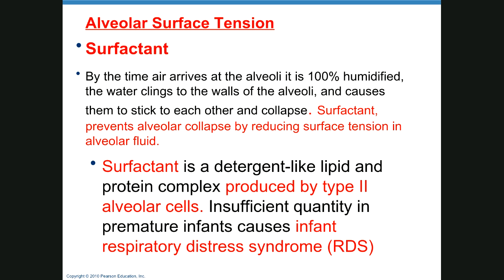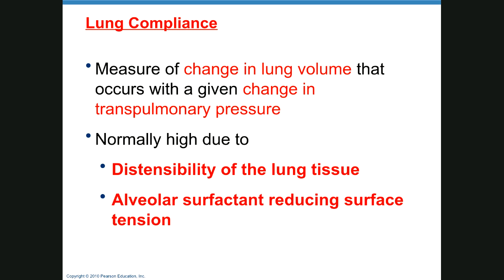Okay. Again, surfactant is typically not a problem, as type 2 cells produce surfactant unless you're dealing with a premature infant. In a premature infant, the type 2 cells are not producing surfactant, and so they are often born with respiratory distress syndrome. And again, they have to be put on respirators. Lung compliance is the ability of the lungs to expand. Surfactant obviously keeps lung compliance.